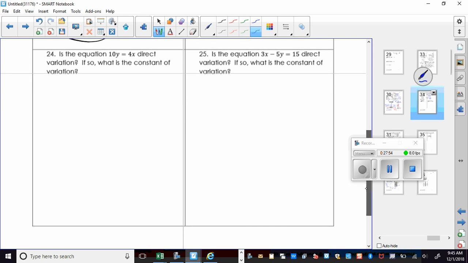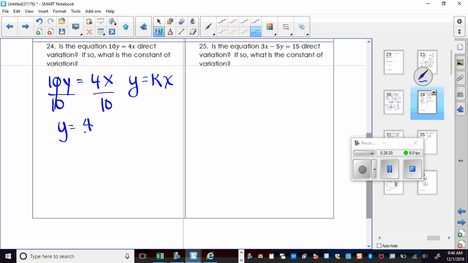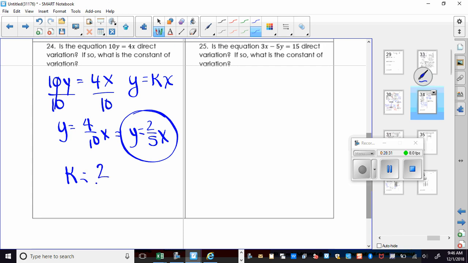Moving on. 24. Is the equation 10y equals 4x a direct variation? If so, what is the constant of variation? So 10y equals 4x. How do I prove that this is a direct variation? Well, it's going to be in the form y equals some number times x. So that means I need to get y by itself and see if it's true. I get y equals 4 over 10 times x. If I simplify, y equals 2 over 5x. This is my equation. K equals 2 over 5. The constant of variation is 2 over 5.